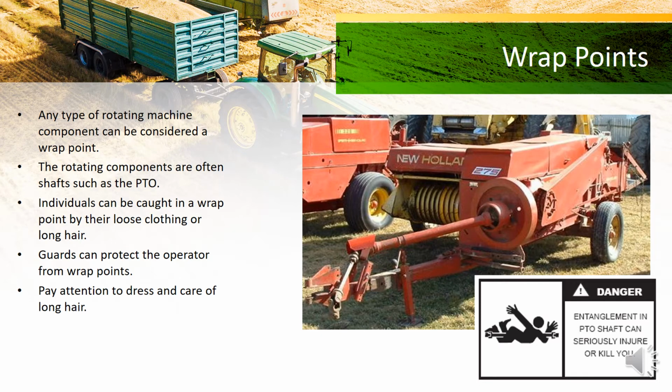Rat points can be found in any type of rotating machine component, such as a PTO. When working with this kind of equipment, pay attention to how you dress and take care of your long hair. Make sure you do not wear loose clothing and keep your hair pulled back. Also maintain guards on all the rat points to protect your operator.